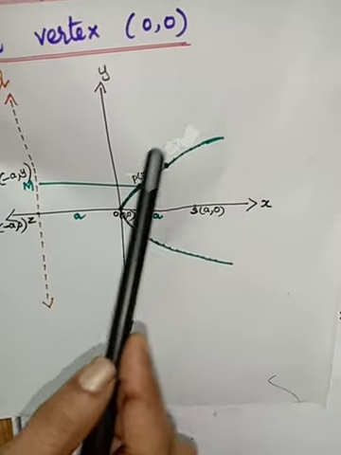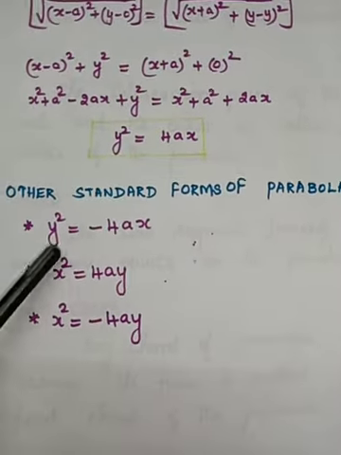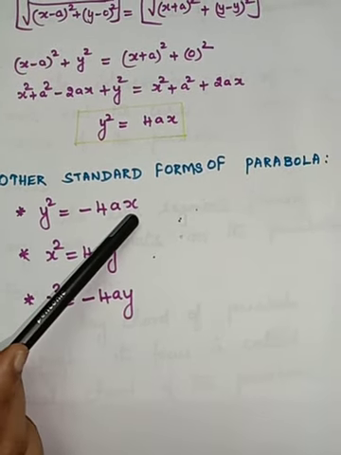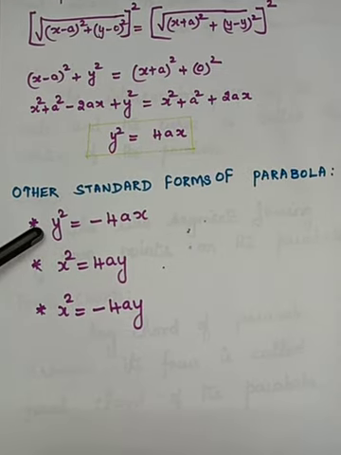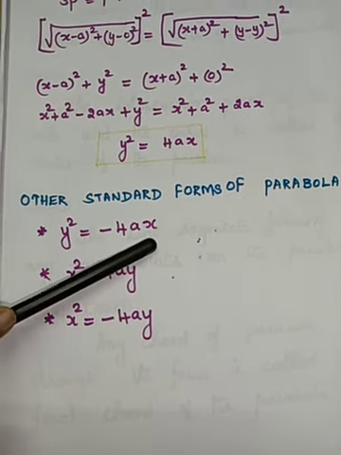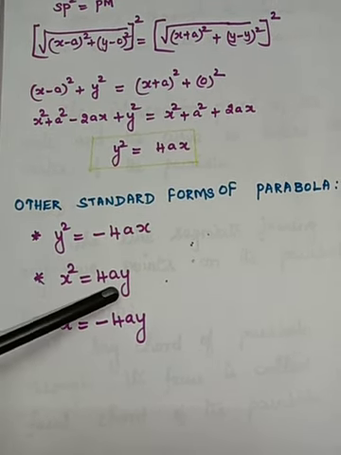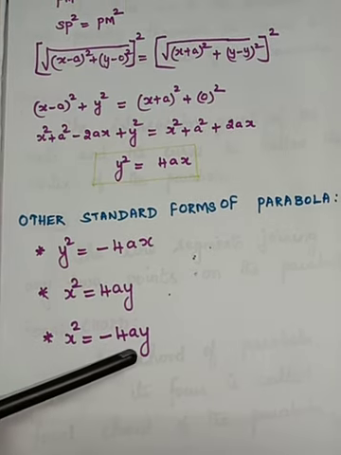How is the parabola open? The parabola is open rightward. There are other standard forms of the parabola. y squared is equal to minus 4ax. Here y squared is equal to 4ax. Next one, y squared is equal to minus 4ax. Next one, x squared is equal to 4ay. Next is x squared is equal to minus 4ay.